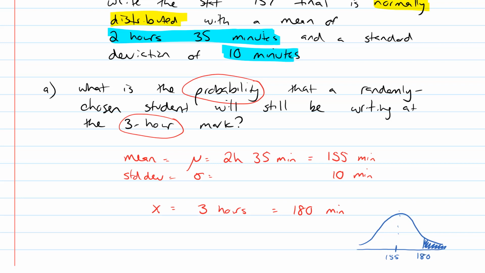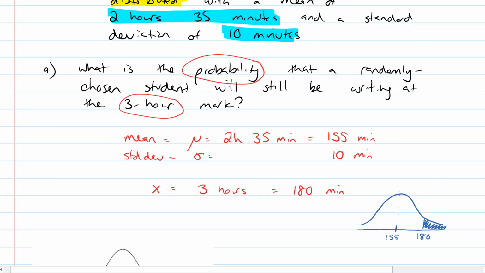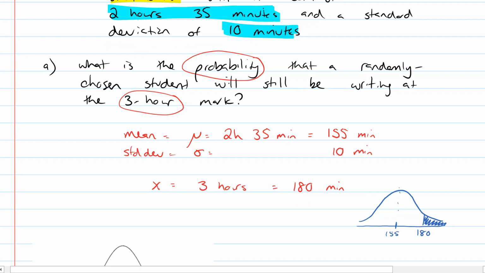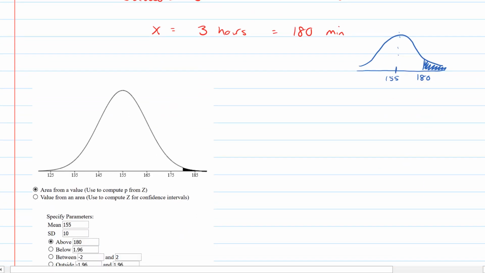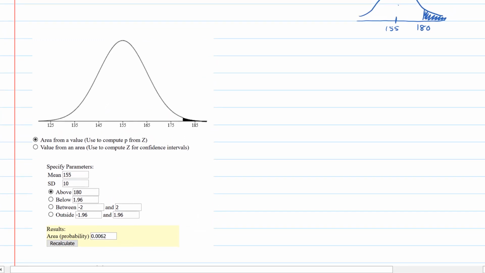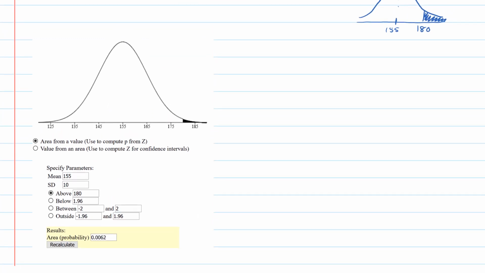So if we head to our online calculator, and we're using the same one that we used in our last video, we're going to use the top option, which is we're calculating an area from a value. You just calculate p from z or x. And then notice that we've specified the parameters. We've said that the mean is 155 and the standard deviation is 10. And what we're interested in is the area above 180. So that's the area above 180 minutes.